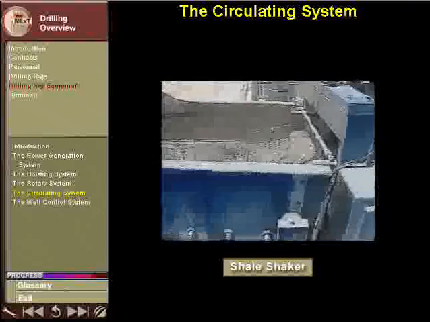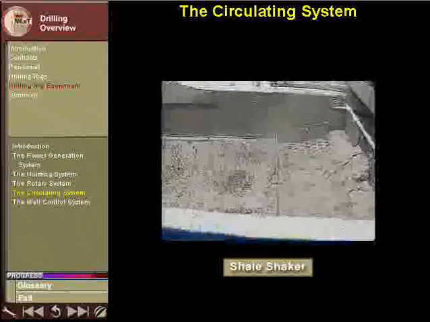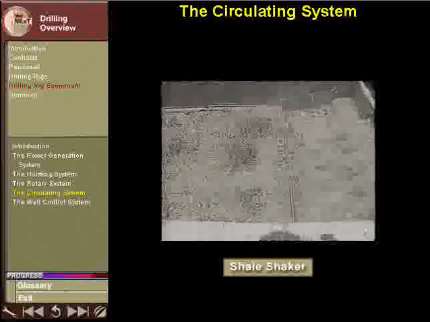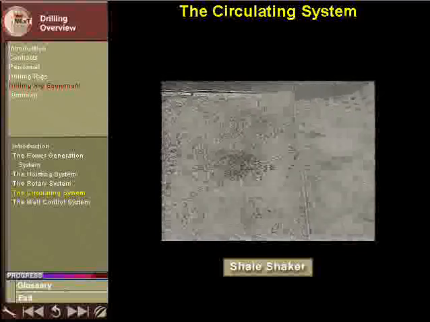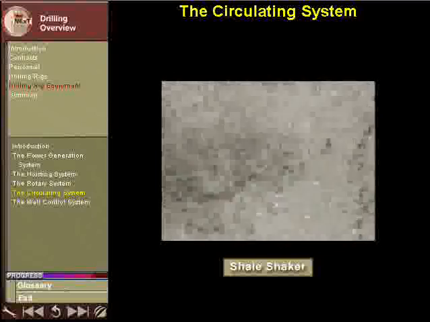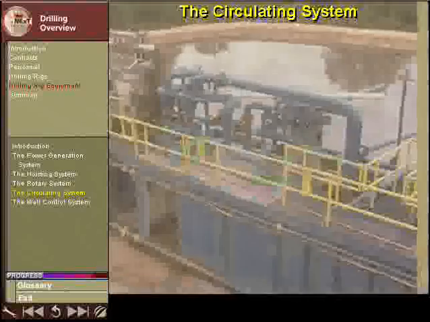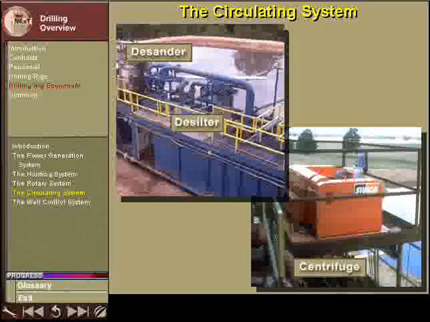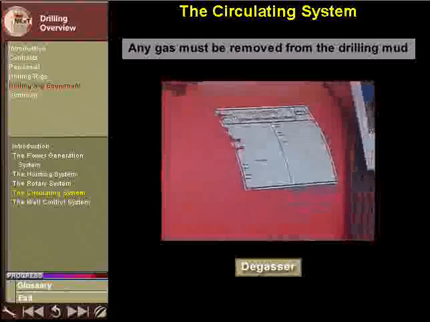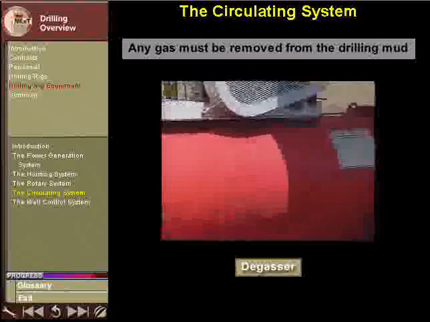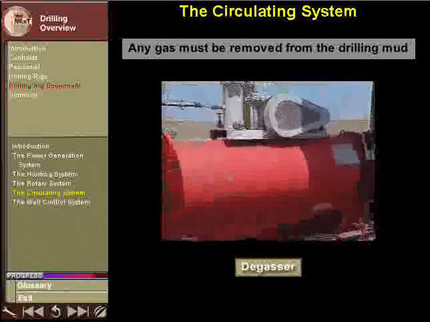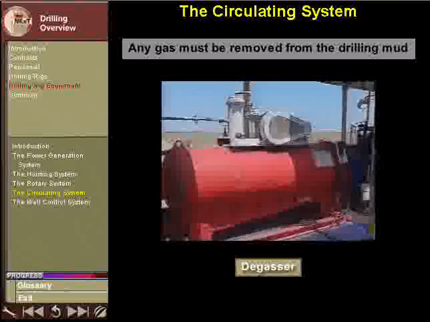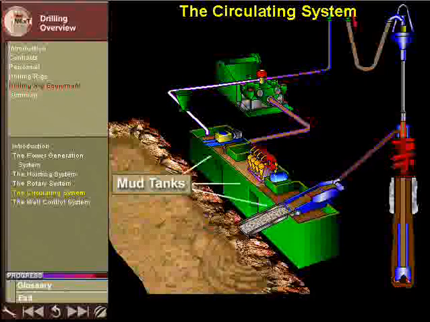Mud first passes over the shale shakers, which remove the largest rock cuttings. Desanders, desilters, and centrifuges remove increasingly smaller rock particles. Any gas brought up by the mud must also be removed by passing the mud through a degasser. The cleaned mud is then ready for recirculating.